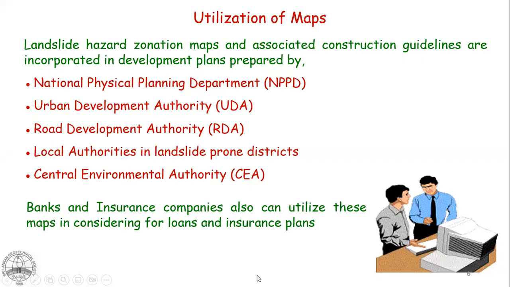So maps like that were developed at 1 to 50,000 scale for all the 13 districts completely, and much finer maps at 1 to 10,000 scale are currently being developed. These maps are freely available to be used in various development projects. The National Planning Department, Physical Planning Department, UDA, Road Development Authority, local authorities in landslide-prone districts, and the Central Environmental Authority are making use of these maps in their development projects.